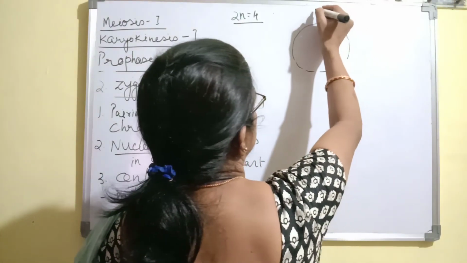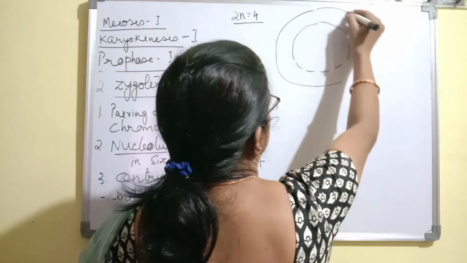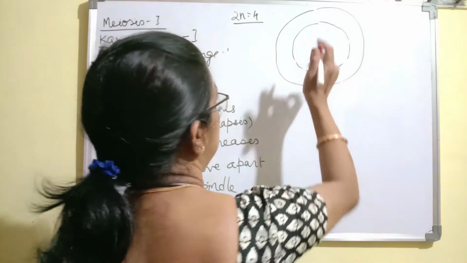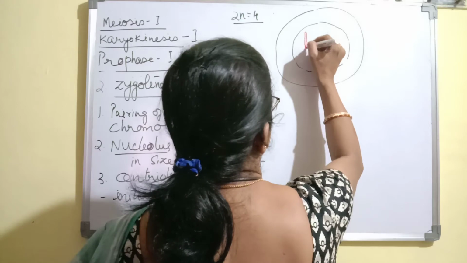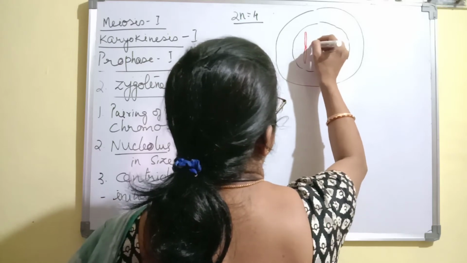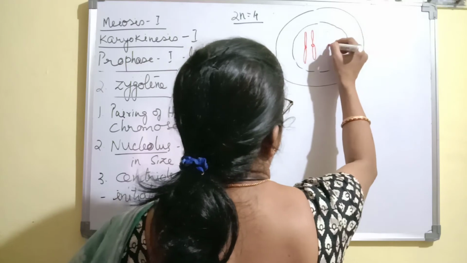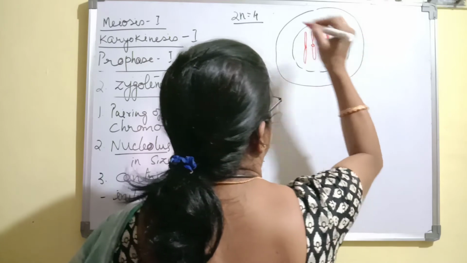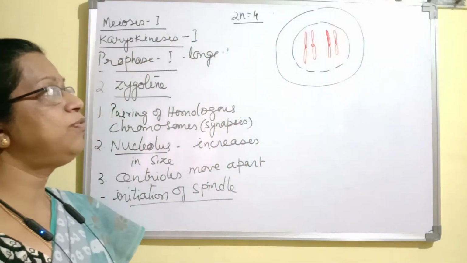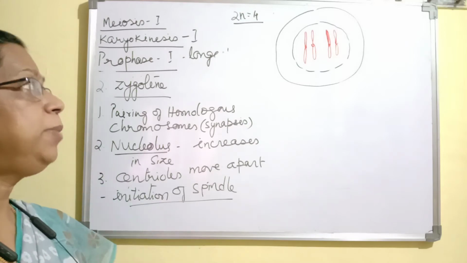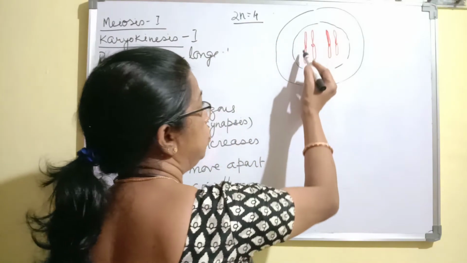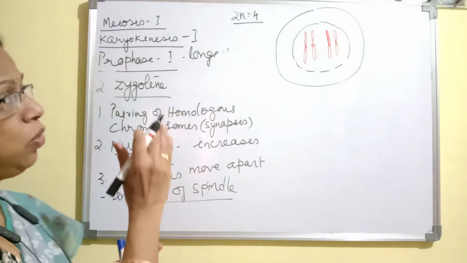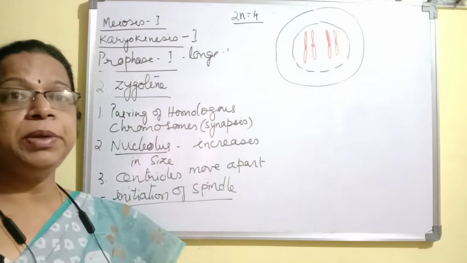Suppose this is the nuclear membrane, which is still present, and outside the nucleus there is cytoplasm. We find here the homologous chromosomes, two chromosomes, start pairing. This is one pair, and this is another pair of chromosomes. The chromatids which are formed are not very clearly visible. After DNA replication, every chromosome will have two DNA molecules and hence two chromatids, but they are not clearly visible at this stage.